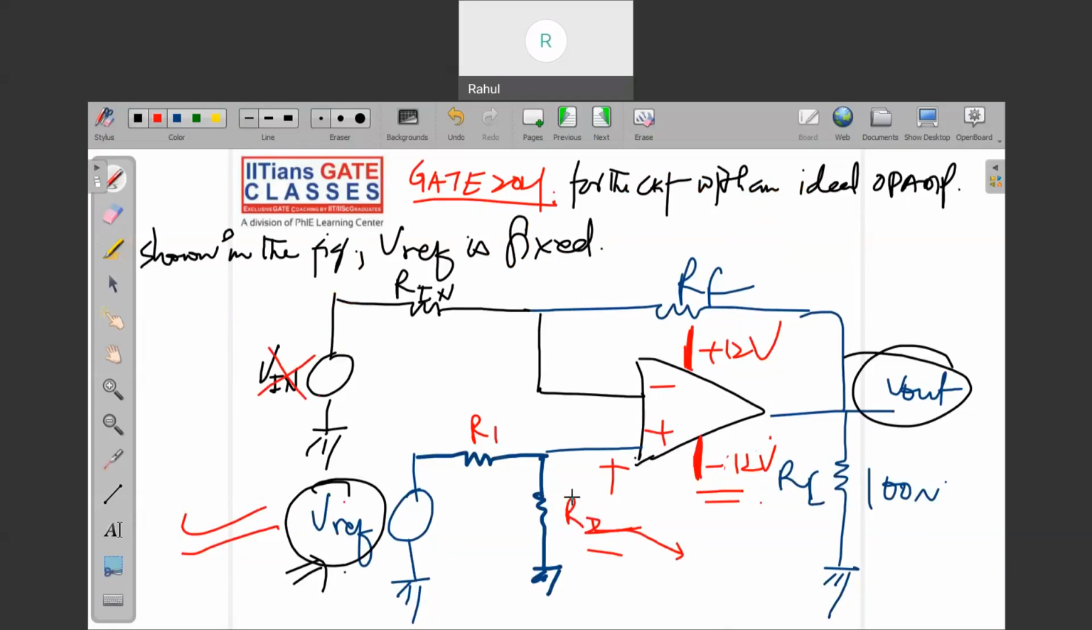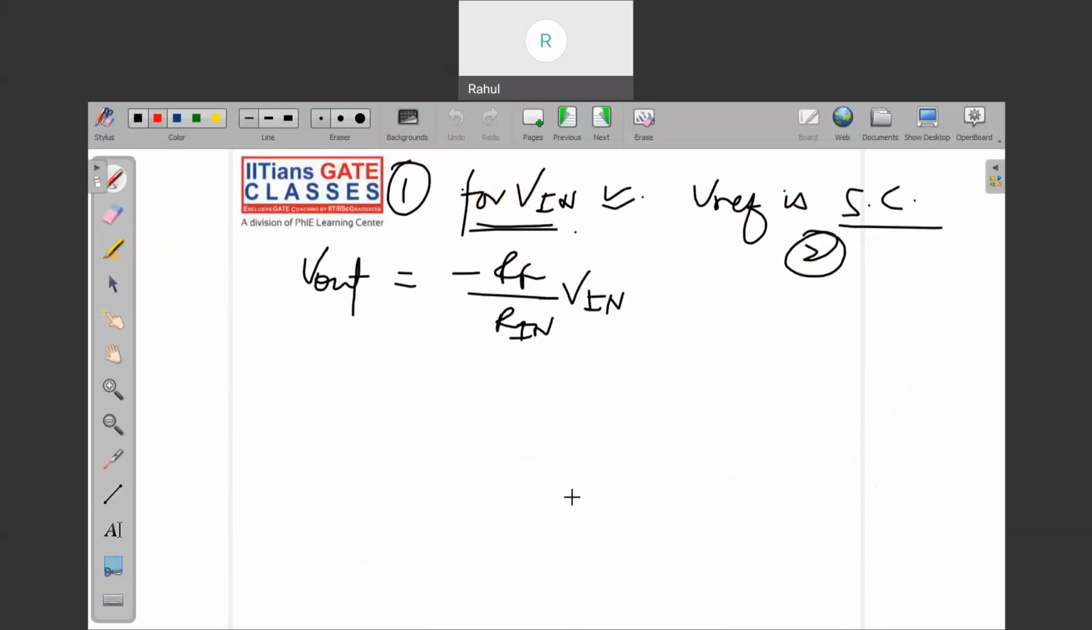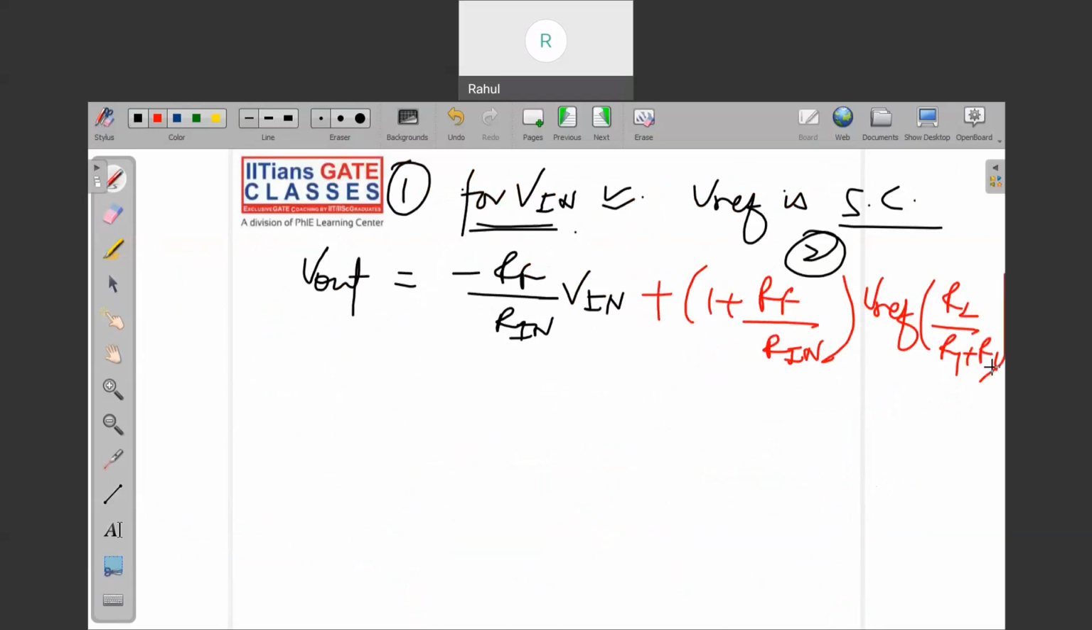Okay. So here you will get 1 plus Rf upon Rin times Vref, okay, times R2 by R2 plus R1. Whenever this kind of question is asked and the expression is becoming big, what you can do here is just multiply this inside, okay, so let me multiply this.